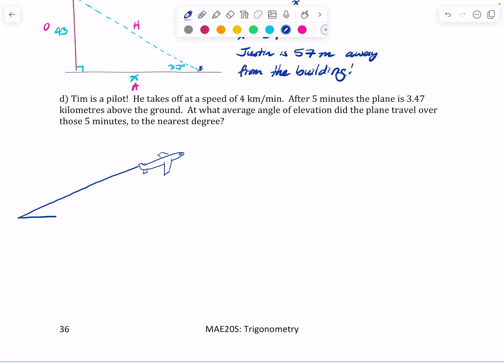Goes through the air, makes some ground distance, gets some height. After 5 minutes, the plane is 3.47 kilometers above the ground, so that goes there. We need its average angle of elevation here. And we're going to need another side length for it. How are we going to find that? Ooh, Tim takes off at a speed of 4 kilometers per minute, and he's been traveling for 5 minutes. So how far did Tim go?